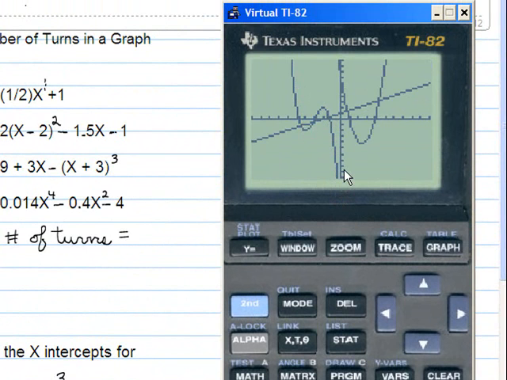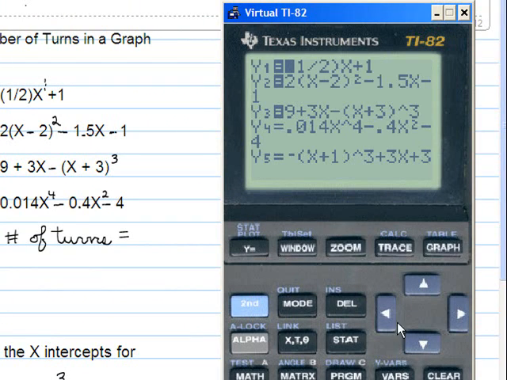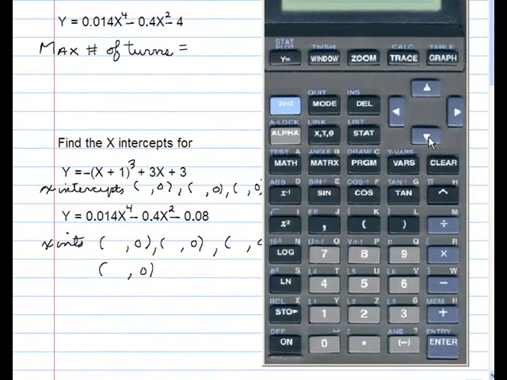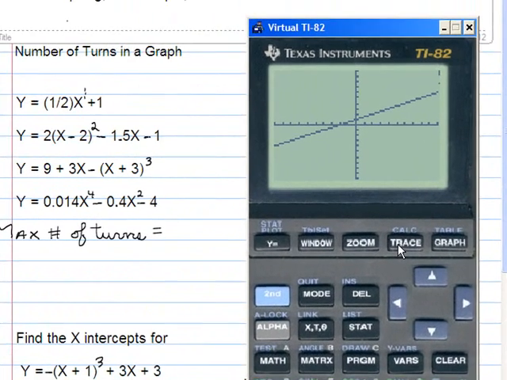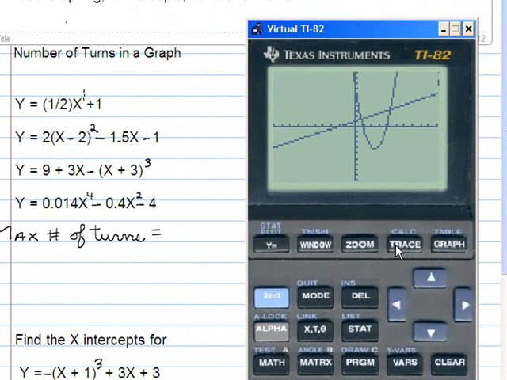Now let's go ahead and add the last one, a degree 4 function. Again, I'll arrow onto the equal sign and arrow down, enter, and I'll hit a zoom 6. Degree 1 function, 0 turns. Degree 2 function, 1 turn. Degree 3 function, 2 turns. And degree 4 function, yeah, I think you saw those 3 turns.